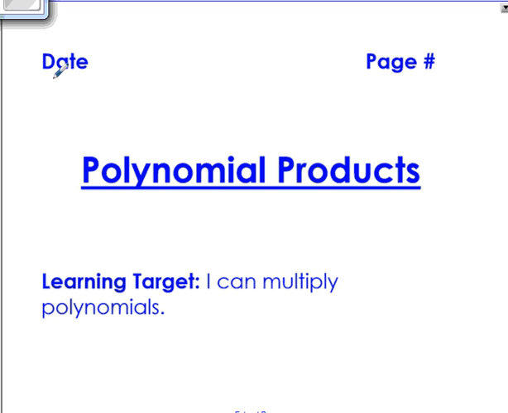Today we're talking about polynomial products, and basically it's taking everything you learned and we're just making the polynomials bigger now. So they could be any size, they're not specifically binomials or monomials or anything like that. So make sure that you get your date and your page number and your learning target, and you put all of this information into your table of contents.